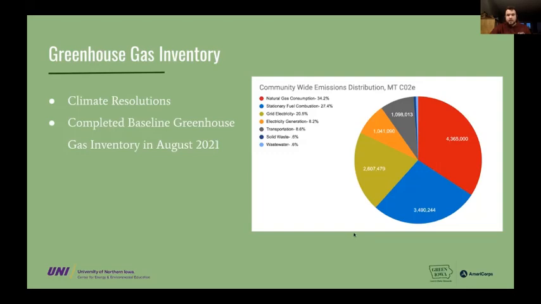The main contributors, as you can see on this graph, are natural gas consumption, stationary fuel combustion, and grid electricity.